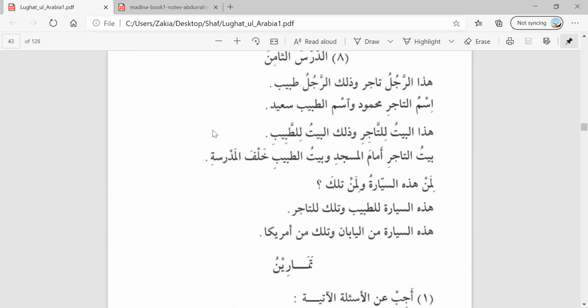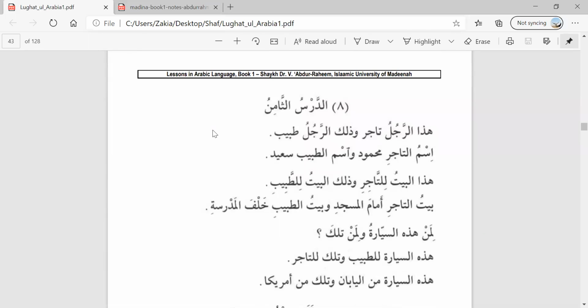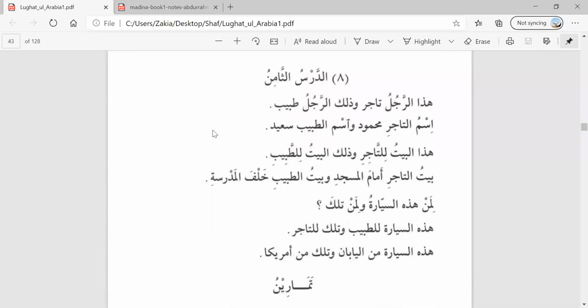هذا رجل تاجر وذلك رجل طبيب. Here what you want to do is read through this and see if you understand. It does use a lot of هذا and هذه. It is هذا وذلك for masculine. If it was for feminine, it'd say هذه and تلك. So you have those examples you need to put into it.